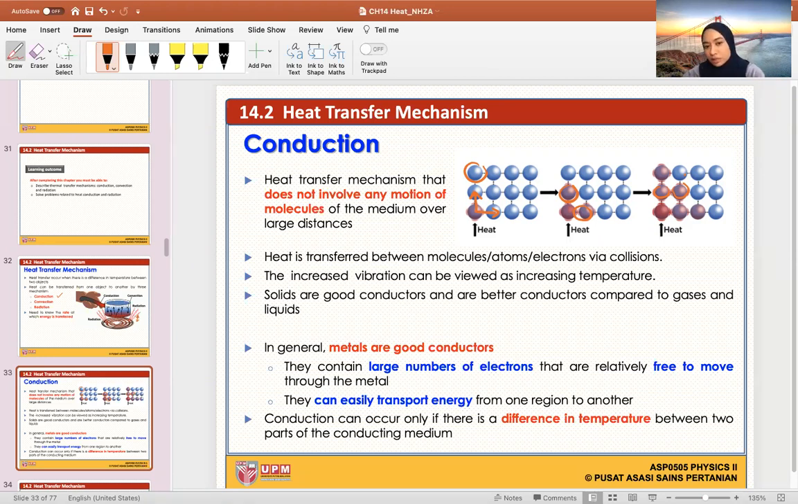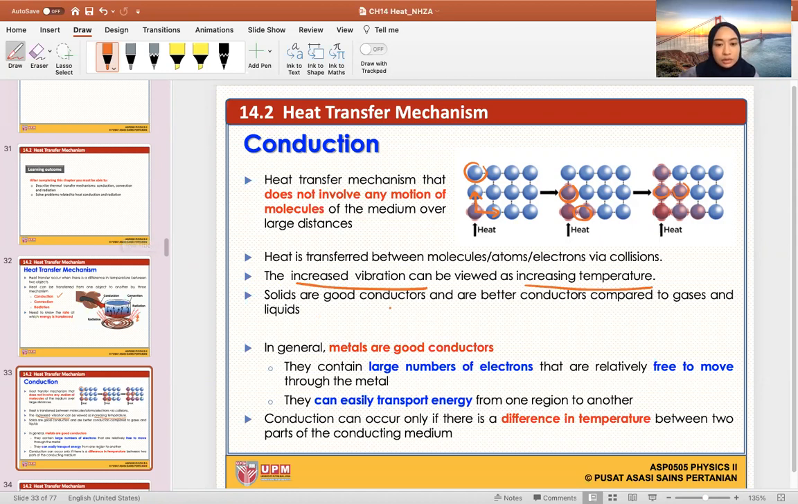So they are transferring heat to each other, but they are not moving. They are just menari-nari kat situ je lah, setempat. Pelik lah, tapi dah dia macam tu kan, dia menari setempat sahaja. So heat is transferred. Increase in vibration can be viewed as increasing temperature. So the more rigorous the dancing is, the more rigorous it collides with each other. It means that you have more heat, your temperature also increases.